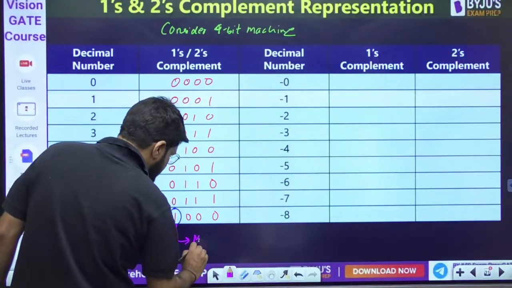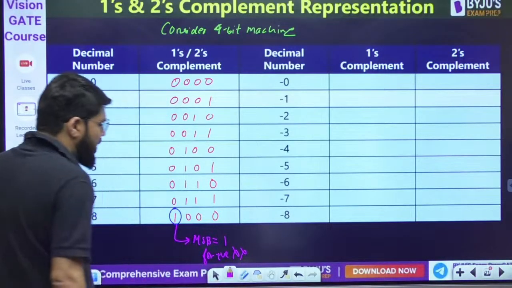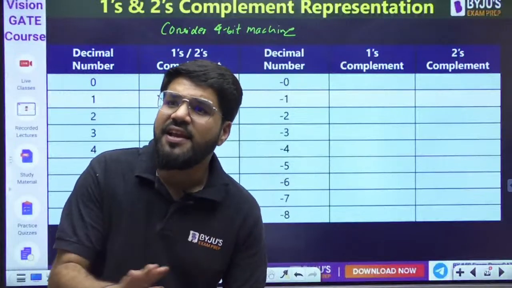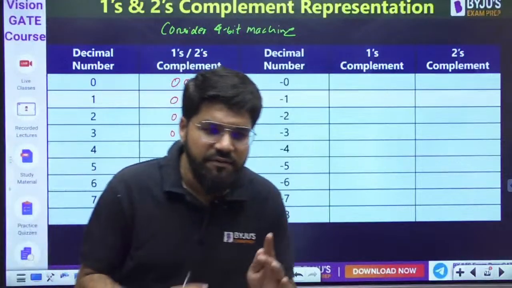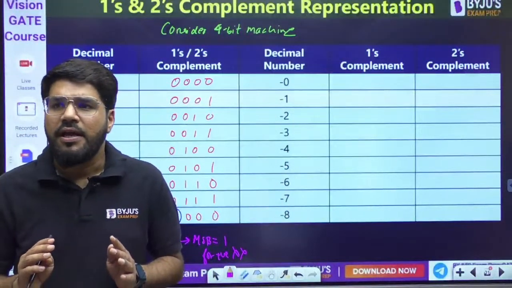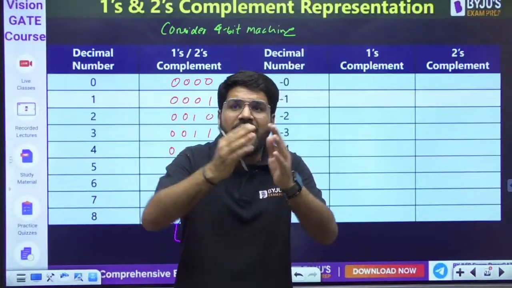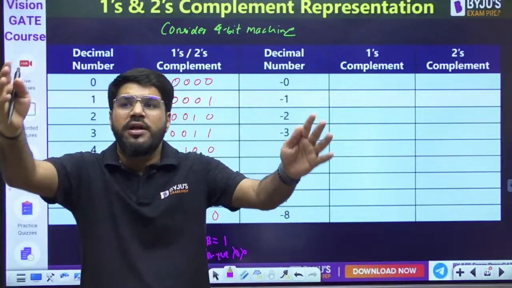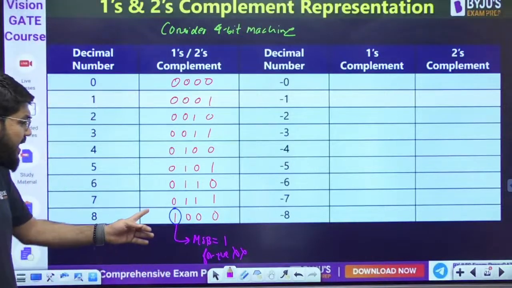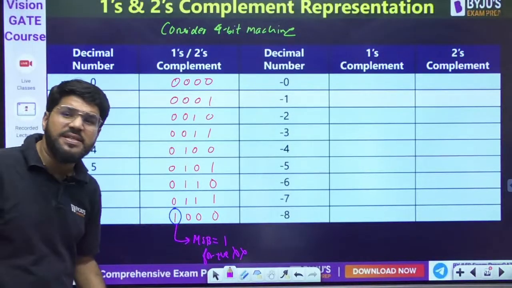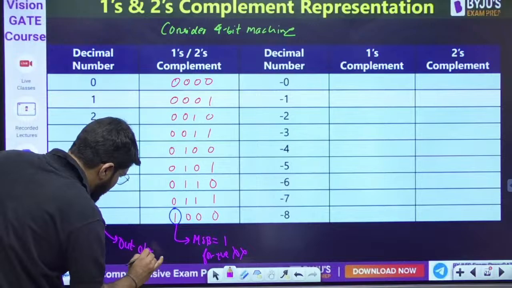That simply means it is failing our convention. That means plus 8 cannot be represented. Like in the last class, when we were understanding the sign magnitude number system, there also we talked about a range. In 4-bit, how many numbers can you represent? In 8-bit, how many numbers can you represent? So here, you cannot represent 8. It is out of range. I will tell you what the actual range is. It is failing our convention that for a positive number, MSB should be 0. So this is an out of range problem. Plus 8 cannot be represented.